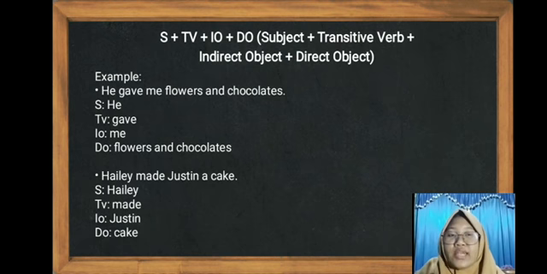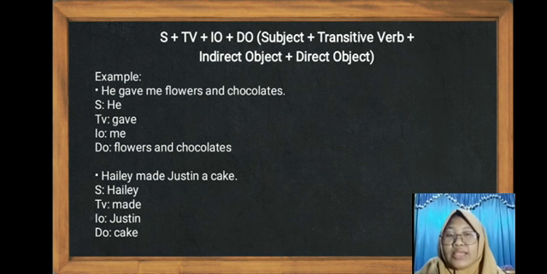Next, S TV IO DO. This sentence type includes a subject, a transitive verb, an indirect object, and a direct object. Indirect object is a noun or pronoun receiving the direct object. Example, he gave me flowers and chocolate. He as a subject, gave as a transitive verb, me as an indirect object, flowers and chocolate as a direct object.